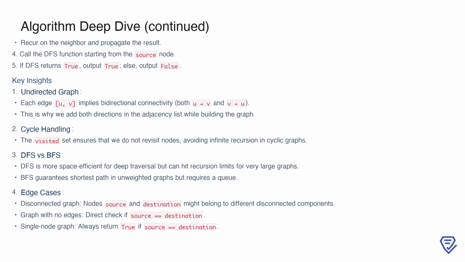Finally, while we focus on DFS here, BFS is another viable option. DFS is more space efficient for deep exploration but may hit recursion limits in large graphs. BFS, on the other hand, uses a queue and guarantees shortest path discovery in unweighted graphs but at the cost of higher space usage. Additionally, we must consider edge cases, such as disconnected graphs where the source and destination are in separate components, or graphs with no edges where we directly check if the source equals the destination.